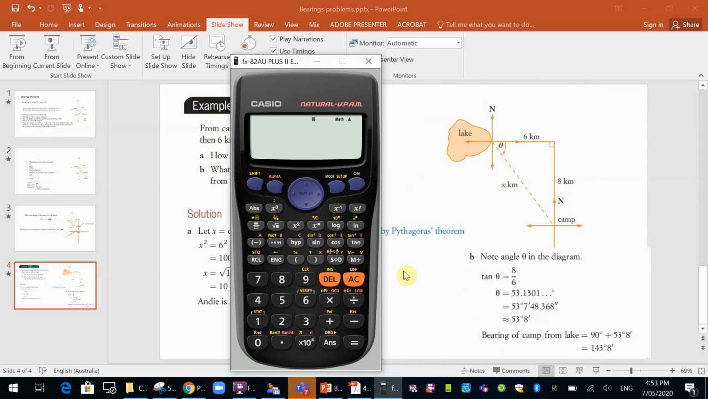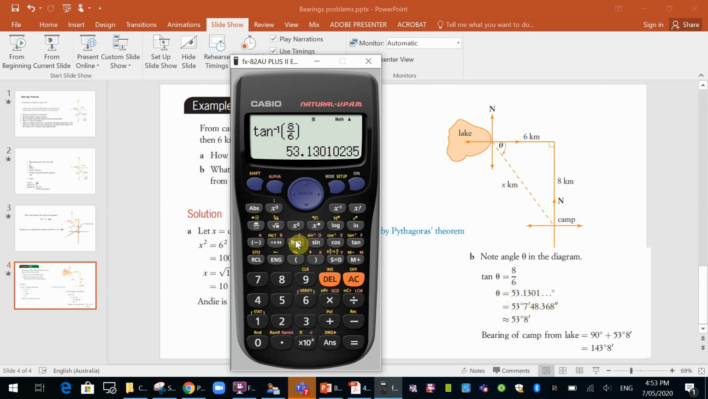With angles, you always have to do the inverse. So shift tan, and we have 8 over 6. Equals, oh, made a mistake, 8 over 6, sorry, let's go back. Let's try that again. Shift, tan, 8 over 6 equals, here we are, that's better, 53.13 and so on, that's what we've got there.